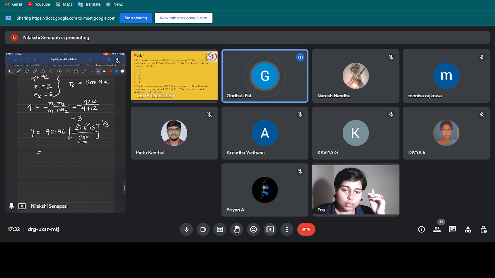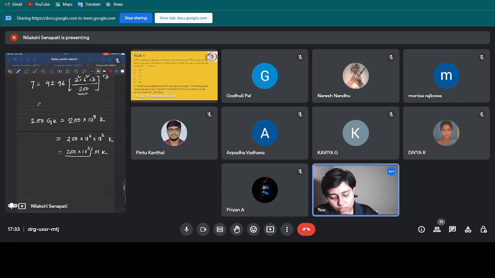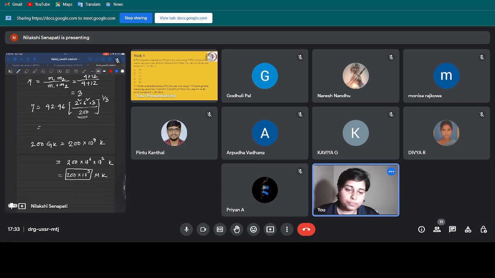Ma'am, if the formula uses T6 and we are given the temperature in gigakelvin, then how do we convert? If you have 200 gigakelvin, that means 200 into 10 to the power 9 Kelvin. So that means 200 into 10 to the power 6 into 10 to the power 3 Kelvin, which means 200 into 10 to the power 3 megakelvin. You need to put this 200 into 10 to the power 3 in the denominator. Okay, ma'am. All right.